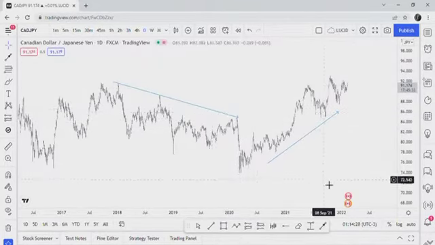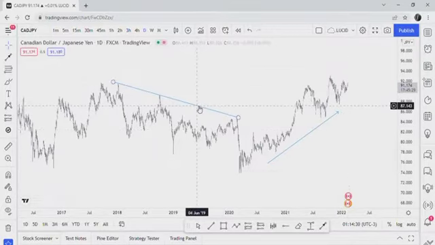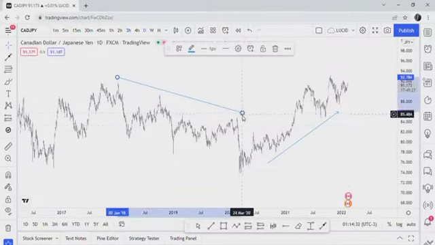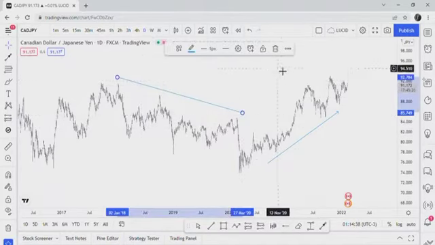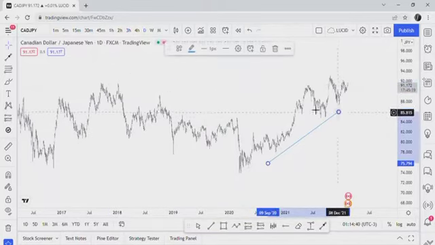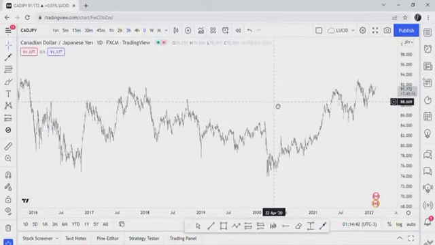So we have the uptrends, the downtrends, and the sideways trends. But for the purpose of this video, we're gonna be looking at the uptrends and the downtrends only. So yeah, let's move in.